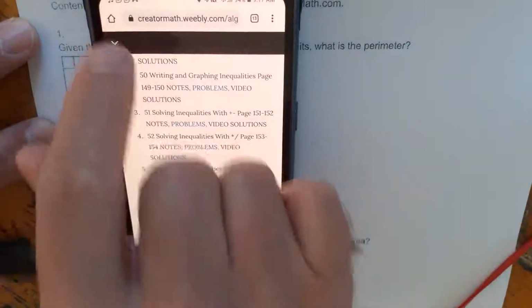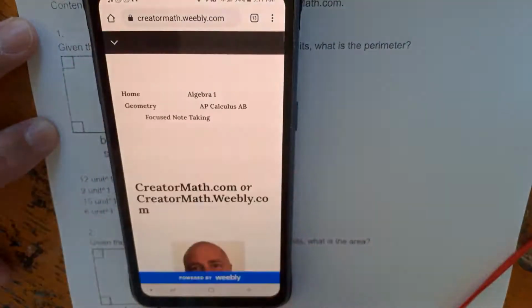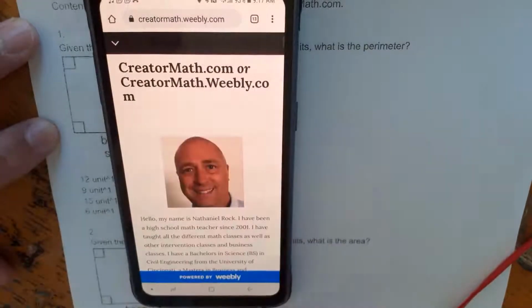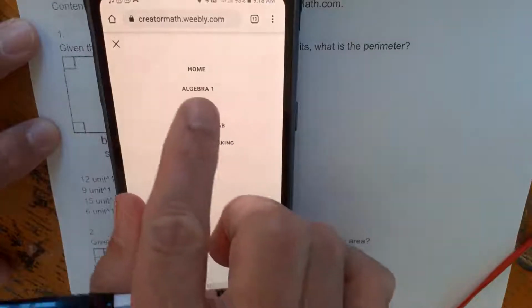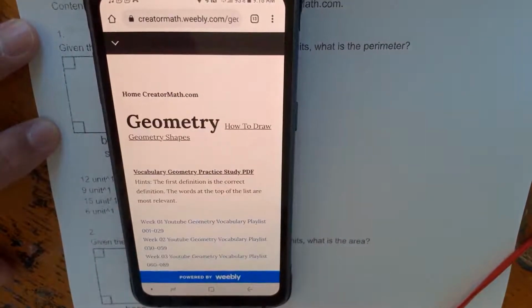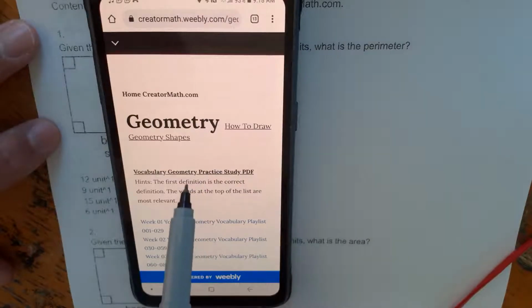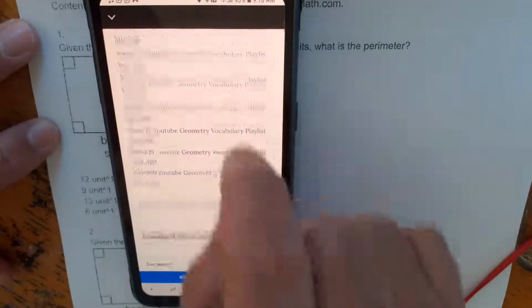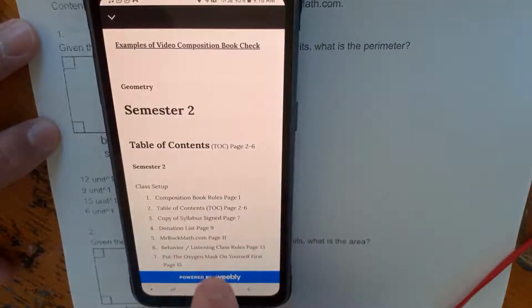creatormath.weebly.com. Here's what the home page looks like. When you see this, you're going to know you're on the right page, or at least website, I mean. Then you're going to click under Geometry to go to all the lessons and videos and vocab. For example, this right here, Vocabulary Geometry Practice Study PDF, has every vocabulary word for the whole year. So if you're taking one of those practices, just look it up on this PDF, and it will help you understand all the vocabulary.